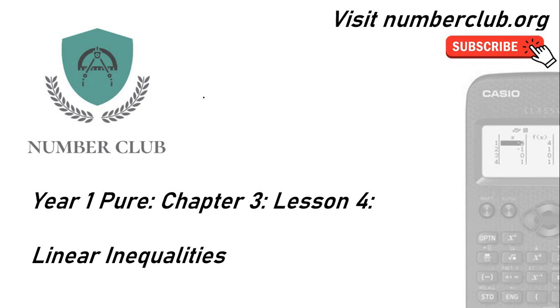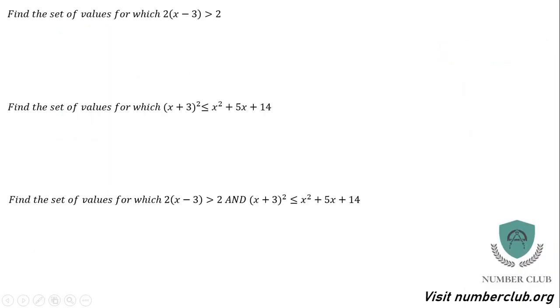This is Year 1 Pure, Chapter 3, Lesson 4, and today we're looking at linear inequalities. So let's get cracking. The first question says, find the set of values for which 2 lots of x minus 3 has got to be greater than 2. Now you should recognize this type of thing from much lower down the school. You've got two options. You can either expand out the 2 or you can divide through by 2. It's entirely up to you, but most people would probably just expand it out.